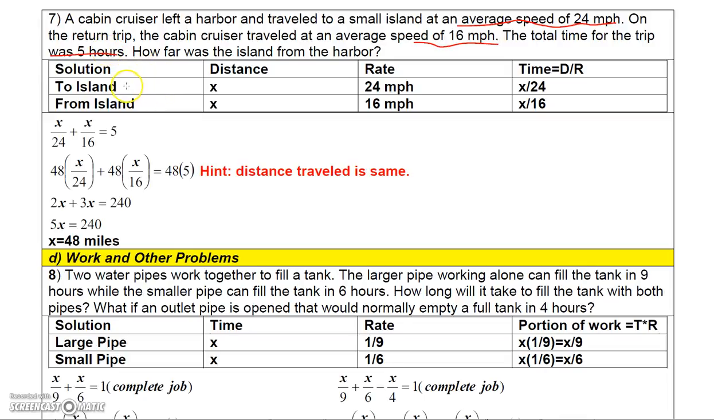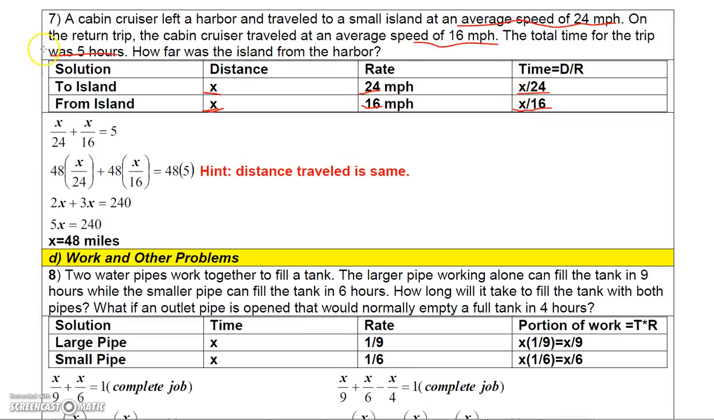Well, here's something to think about. You got two trips, to the island and from the island. And so the distance to the island and the distance from the island we're going to assume are the same. We're going to assume they took the same route. And you know the rate to the island was 24 miles per hour. You knew the rate from the island was 16 miles per hour. And notice that time is distance over rate. So the time going to the island would have to be x over 24, and the time coming back would have to be x divided by 16.